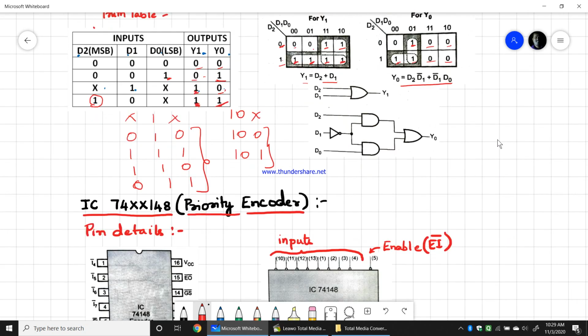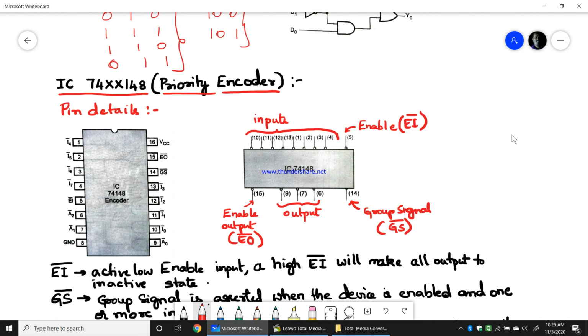Okay, now let us look into the next discussion on IC, which is used as priority encoder. We do have a ready IC which can be used as a priority encoder, IC 74148. Now this is the pin details of IC 74148, which you can see here. So I0 to I7 bar, active low inputs.